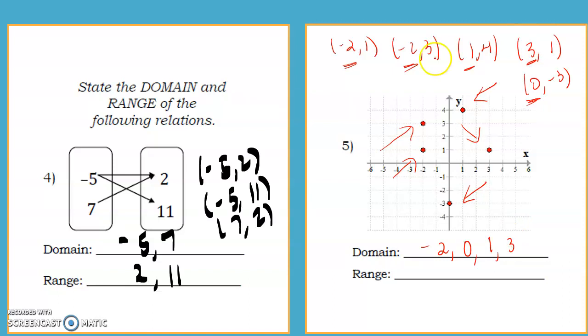I have 1, 3, 4, 1, -3. So -3 is my smallest number. And my next smallest is 1, which appears twice, leaving me with 3 and 4.